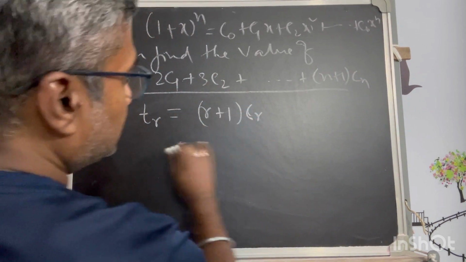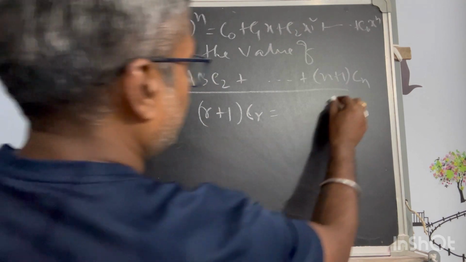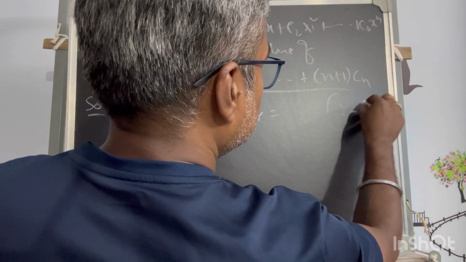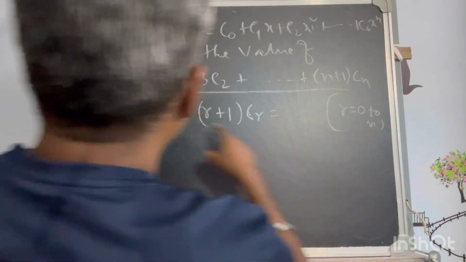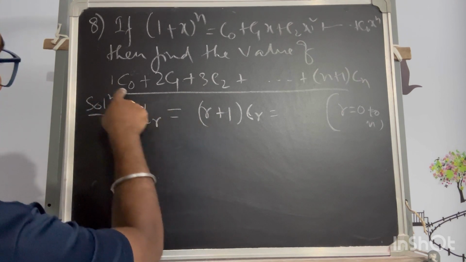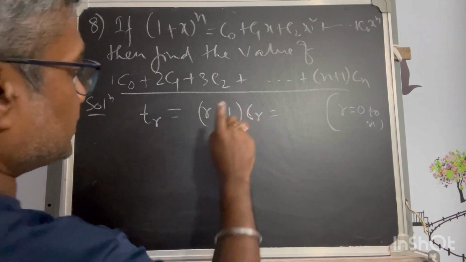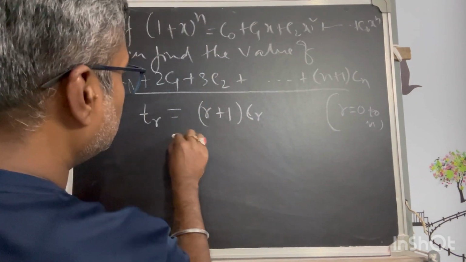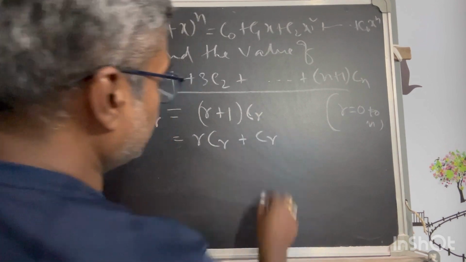So I am just assuming some common term r, which will represent, where we can say that r is 0 to n, any value, because if I put r is equal to 0 here, this will match the first number. If I put r is equal to 1, it will match it. So this can be a common term, and now this can be written further as plus cr.